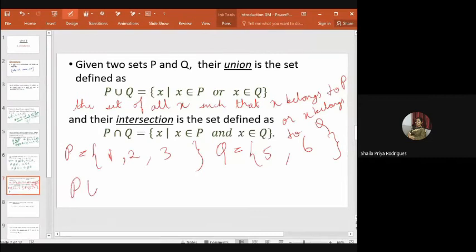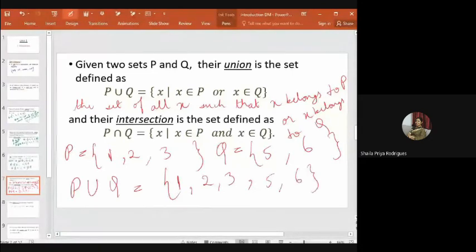All right, what is the union of these two sets? We denote it as P union Q. So all X such that X is an element of P. Look at the elements of P here. They are 1, 2, and 3, or they are elements of Q. So look at all the X belonging to Q. They are 5 and 6.